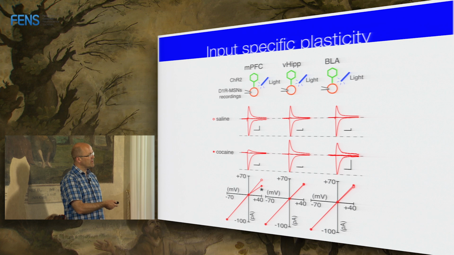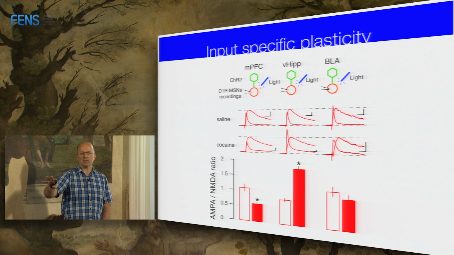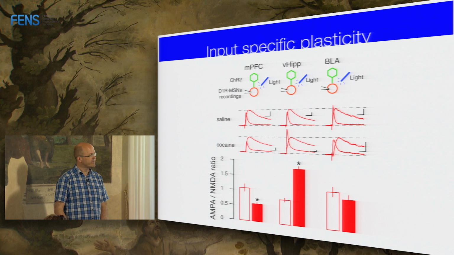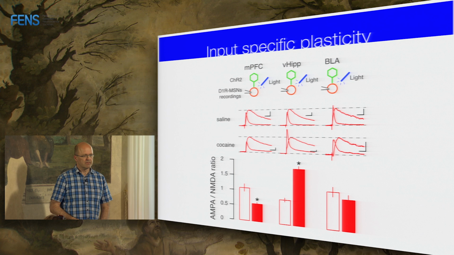Okay, so the initial interpretation that is easy, we can forget about the BLA because under these circumstances, there is no drug-evoked plasticity. What happens at the ventral hippocampal input? What's the most likely interpretation? Yes?